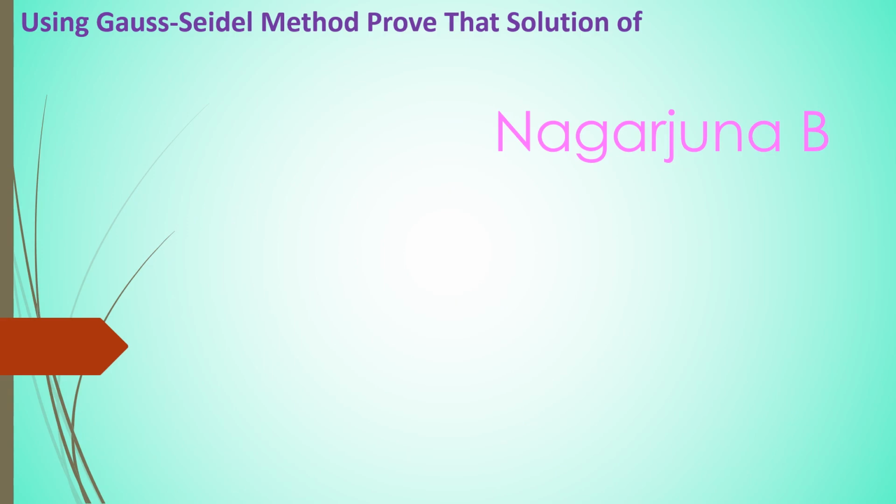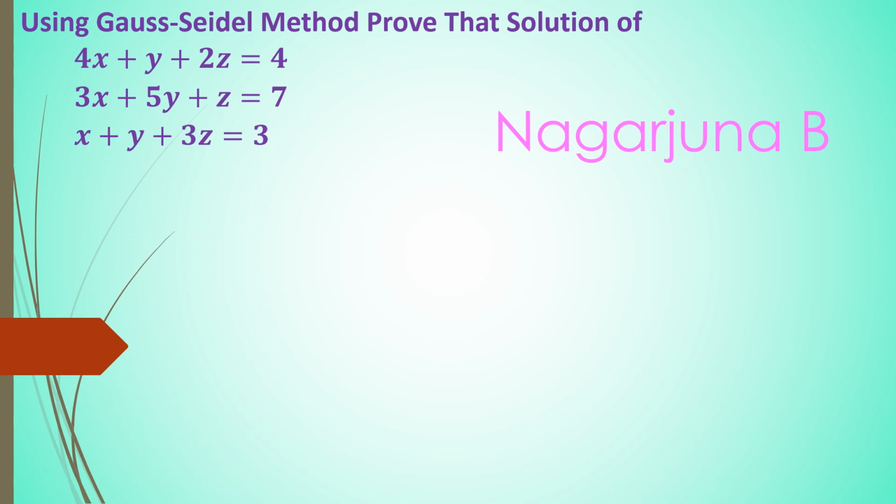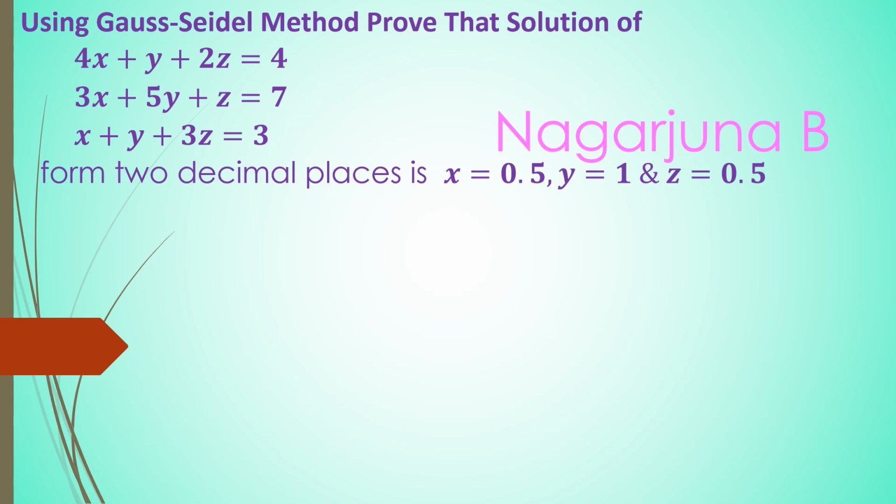Using the Gauss-Seidel method, prove that the solution of 4x plus y plus 2z is equal to 4, 3x plus 5y plus z is equal to 7, x plus y plus 3z is equal to 3, to two decimal places is x is equal to 0.5, y is equal to 1 and z is equal to 0.5.